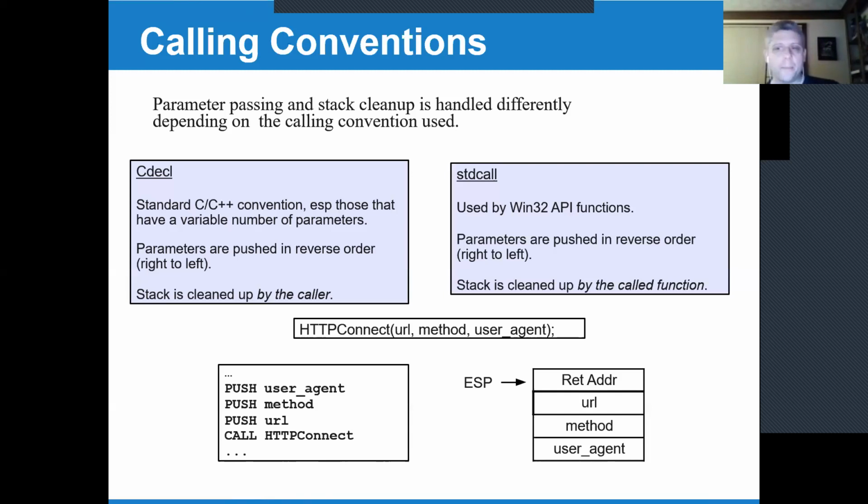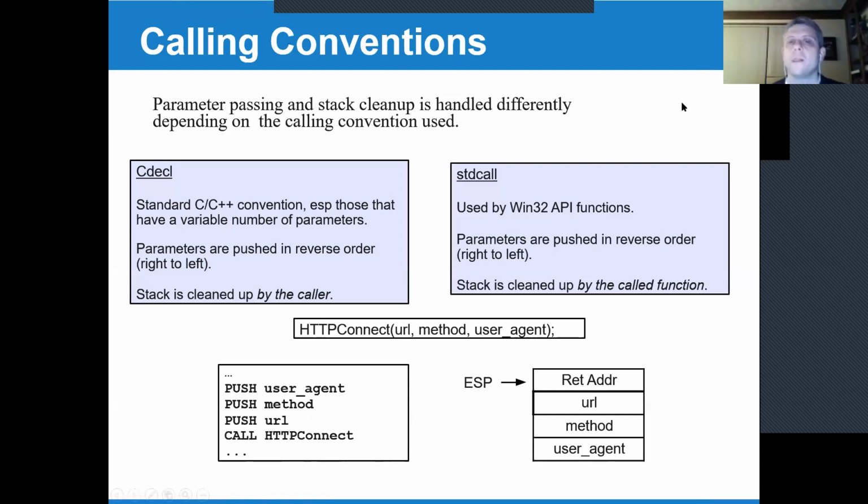So if we look at our example here, we have a function called HTTP connect, with the parameters URL, method, and user agent. Right below that here on the left, we have how it would look with cdecl. First, it would push user agent onto the stack, then it would push method, and then it would push URL. It's pushing these in reverse order. And then finally, it would call HTTP connect. Now the stack is cleaned up by the caller. In other words, the stack is going to be cleaned up after the function is left. And we'll see an example of that on the next slide.